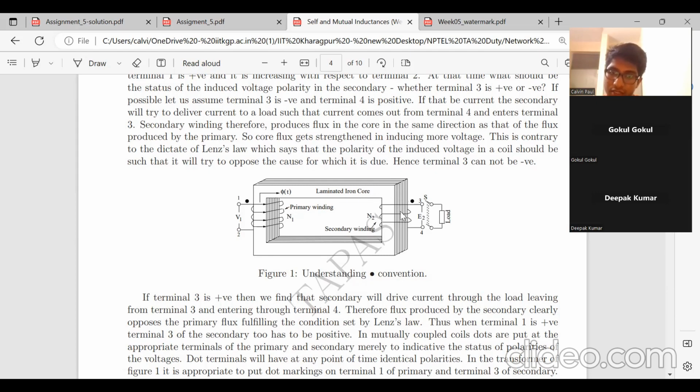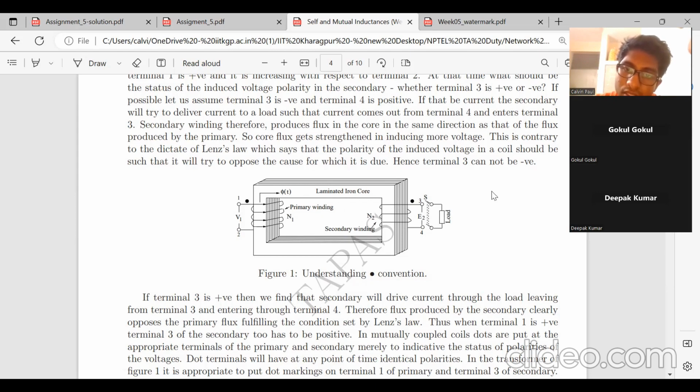So when this flux travels through the laminated iron core, suppose there is a secondary winding which has n2 number of turns. Okay, and we connect a load over here. So now the current could either be flowing in the inward direction or it could be flowing in the outward direction. Okay, so we don't know in what direction the current will flow.